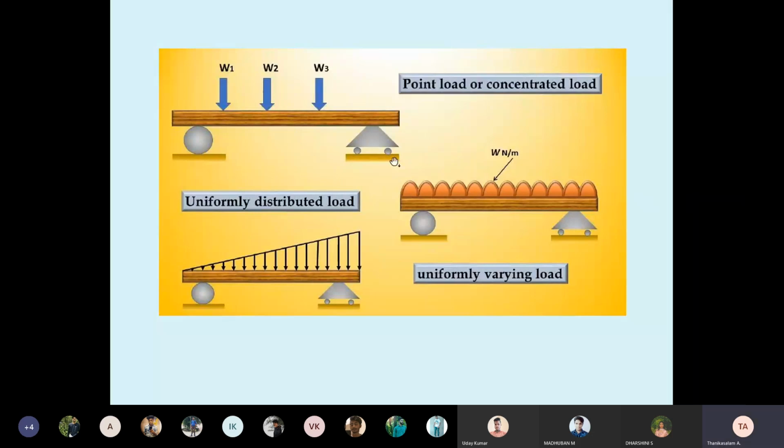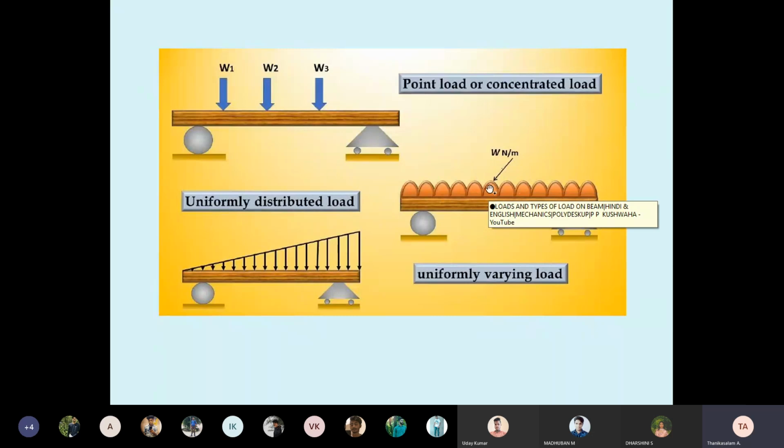So students, point load is capital W. The uniform distributed load is small w, with unit Newton per meter. The load is running, continuous, so that's why Newton per meter. Point load unit is Newton. The uniform distributed load is Newton per meter, because it is along the length.